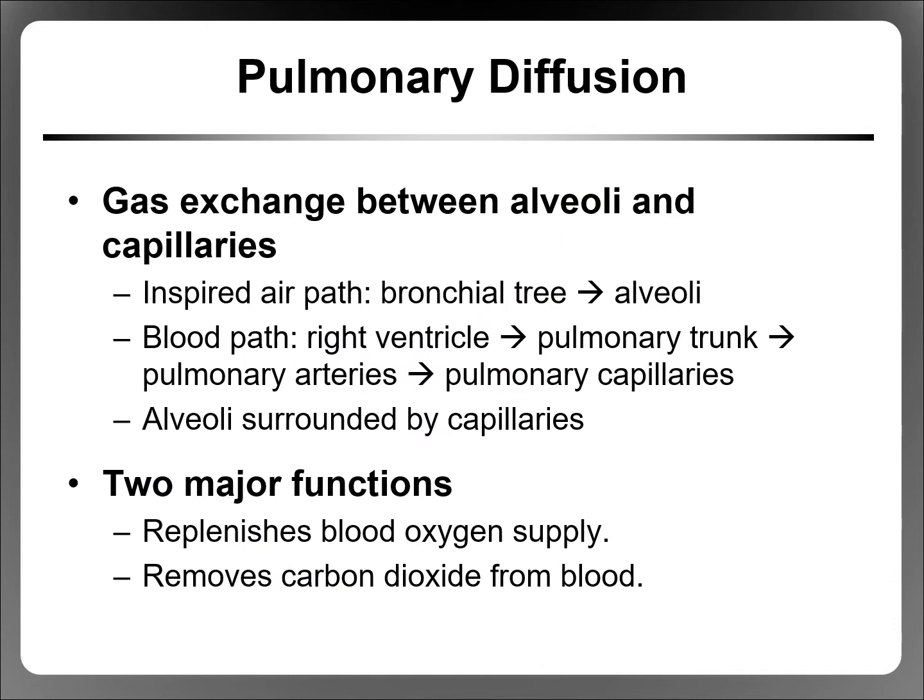The next topic we need to discuss is pulmonary diffusion. So this is when we have gas exchange between the alveoli and the capillaries. So we inspire air going through the bronchial tree to the alveoli, and then we have the blood path, which is going to go from the right ventricle to the pulmonary trunk, to the pulmonary arteries, to the pulmonary capillaries. Each of our individual alveoli are going to be surrounded by a capillary bed, and this is where gas exchange will occur. There are two main functions with pulmonary diffusion. The first is to replenish the blood oxygen supply, and the second is to remove carbon dioxide from the blood.